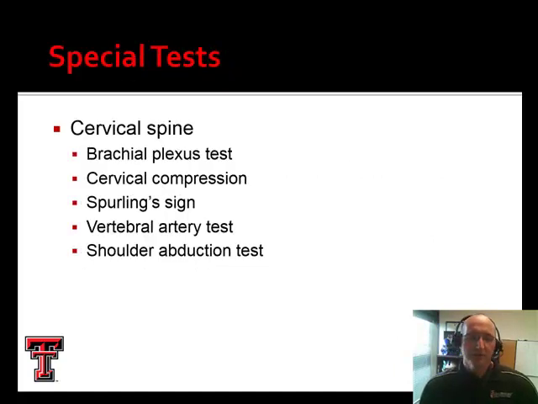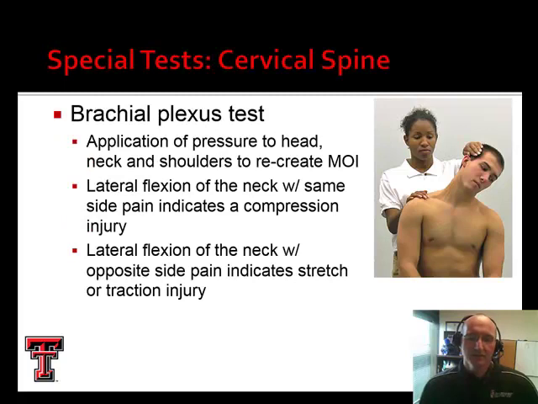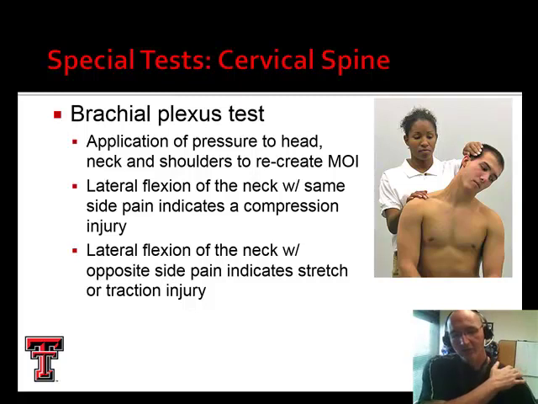Okay, so just a few special tests we'll do on the spine. First one is a brachial plexus test. We're going to put them in side bend. We're applying a downward force to their shoulder and a lateral flexion force to their head, looking to see if we can reproduce neurologic type pain, sharp, shooting pain, shooting down the side that we're tilting away from.